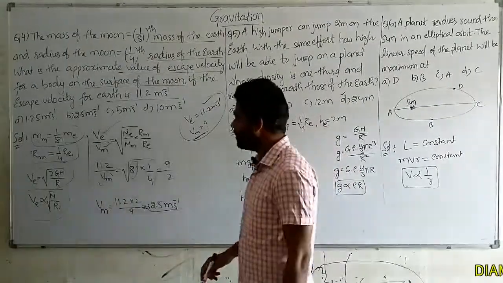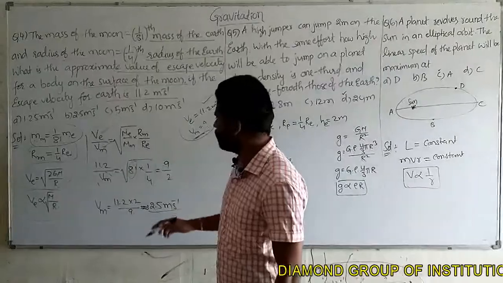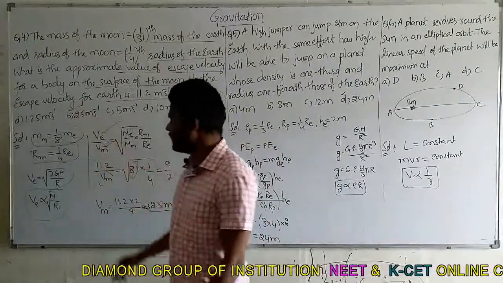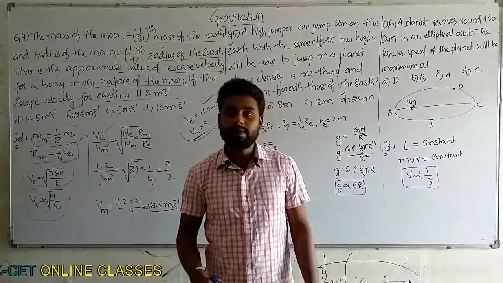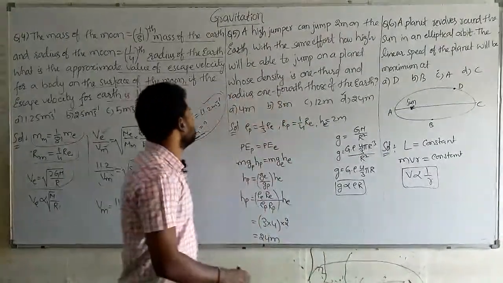They are asking for the approximate value only. The escape velocity on the Moon is 2.5 meter per second. Remember the formula: escape velocity is the square root of 2gm by r. Okay, see the next problem.